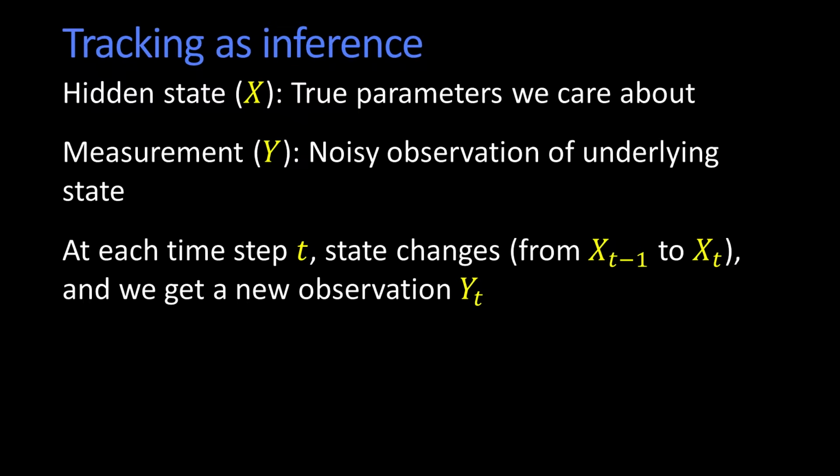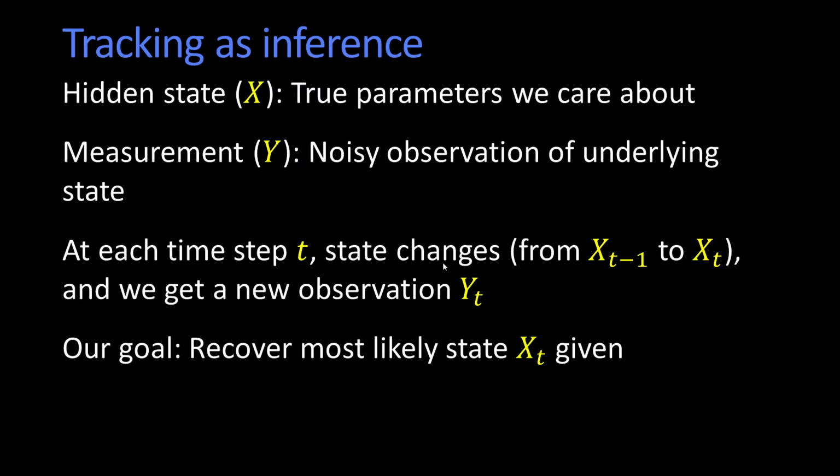The system that we're assuming is that at every time step t, the underlying state changes from x of t minus 1 to x of t. So here we have x of t minus 1 to x of t. And then at time t, we get a new observation. We get a new measurement. And our goal, your mission, should you choose to accept it, is to recover the most likely state at time t.